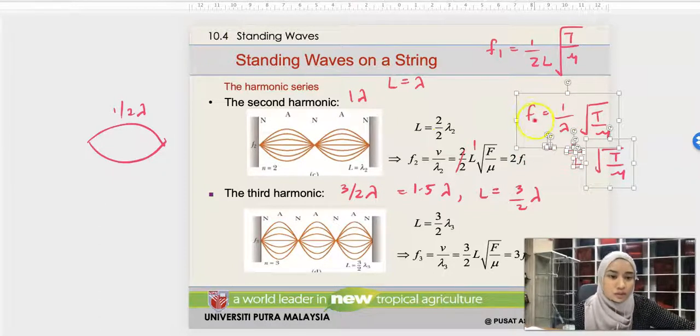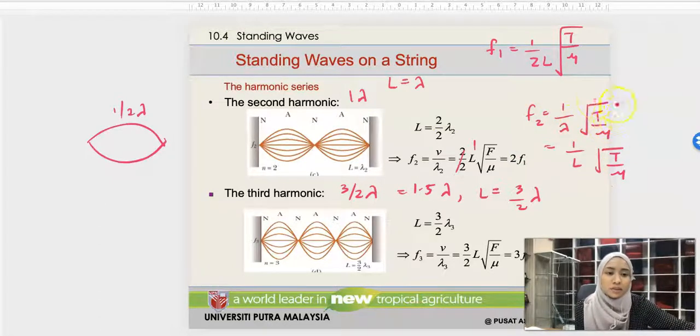Okay, so let's continue. This is F2, 1 over lambda, square root of T over mu. This is V, and I want to substitute lambda in terms of L. For the second harmonic, this is 1 whole wavelength, so L equals lambda. So it just becomes 1 over L times the square root of T over mu. Okay, so that is your second harmonic equation.